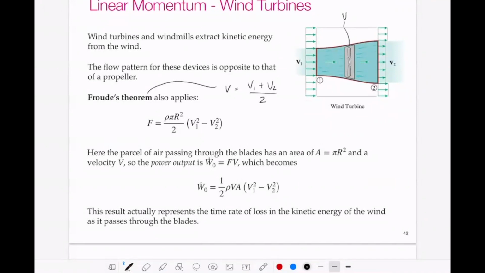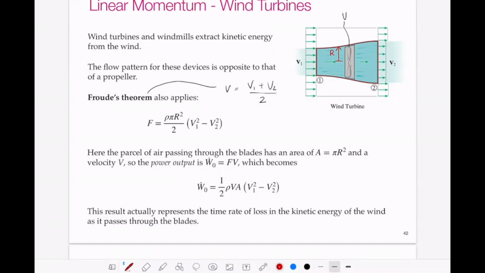So here we have a parcel of air passing through the blades. We define the area swept by the blades as pi r squared. R is the radius of those blades. Let me draw that on here. Call this R, and has a velocity v. So the power output is F times V.